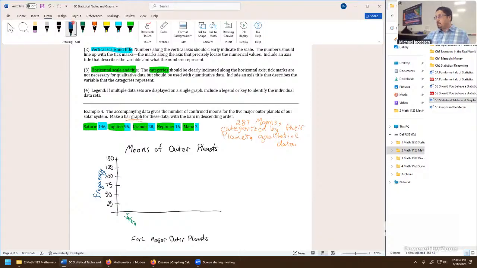For Saturn, we have a frequency of 146, so it's going to be at a height just shy of 150. And we're doing this freehand, so it doesn't have to be perfect. If you went slightly higher or slightly lower, but you're in the right neighborhood, then you're going to get full credit. I'm not going to take out a ruler, and you're not required to bring a ruler to the exam to get this perfectly.